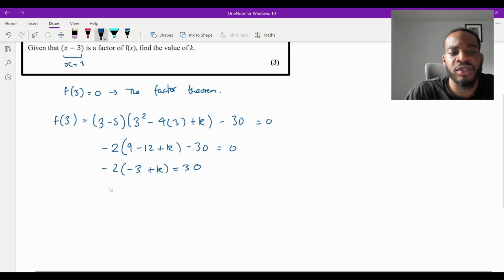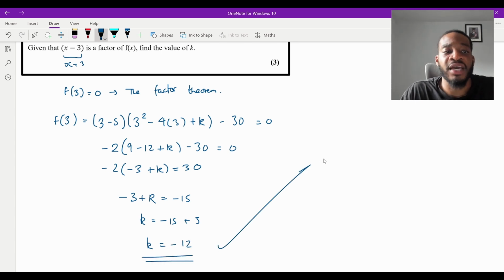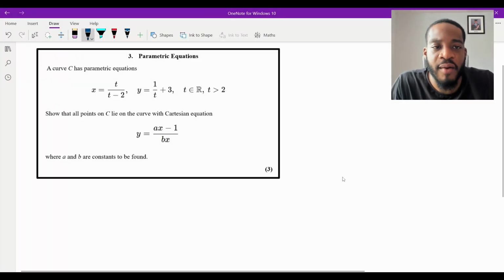And then now I'm going to just divide by minus 2. So I'm going to have minus 3 plus k is going to equal minus 15. And then that would mean that k is going to equal minus 15 plus 3, which is minus 12. So therefore k is equal to minus 12. And that's it. Okay, so question 3 says a curve C has parametric equations.